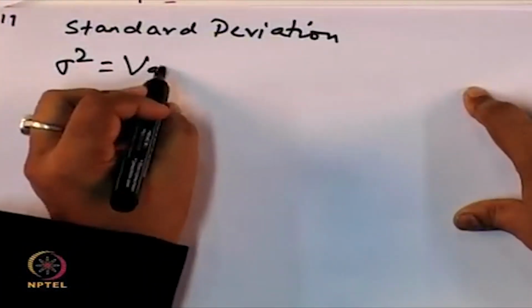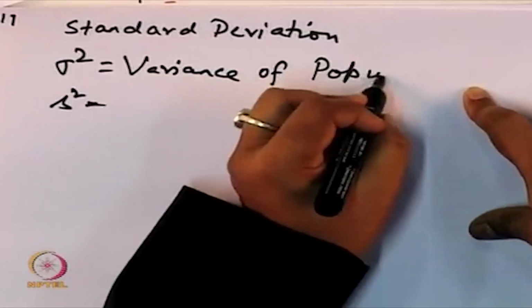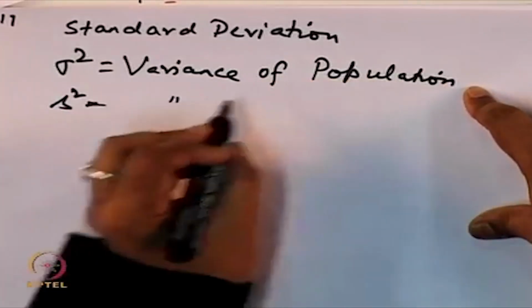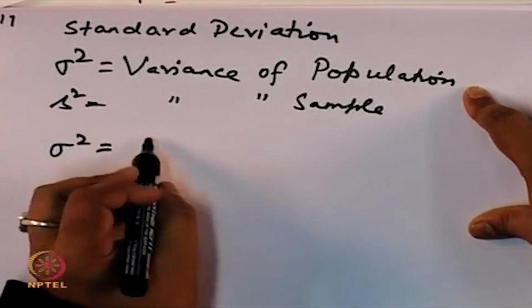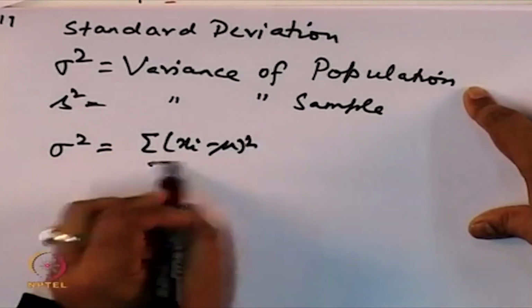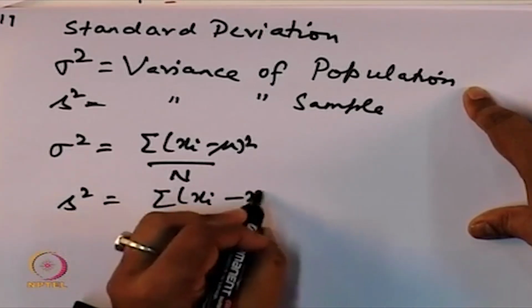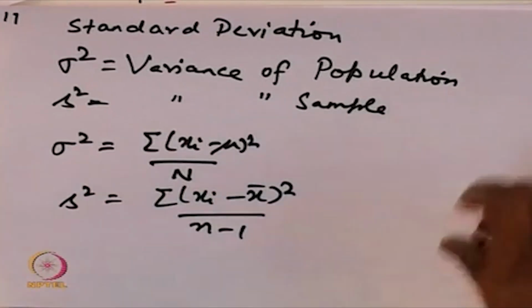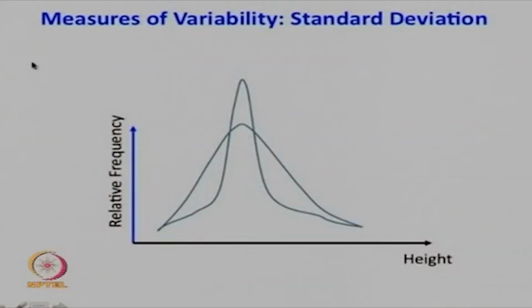Okay. And variance, so sigma square is equal to the variance for the population, and S square is the variance of the sample. So sigma square is nothing but summation xi minus mu whole square by capital N, and S square is nothing but summation xi minus x bar whole square by n minus 1. Okay. So these are called variances. So what you can clearly see is variance is always positive and it is the square of the standard deviation. So how do we go about computing the variation?